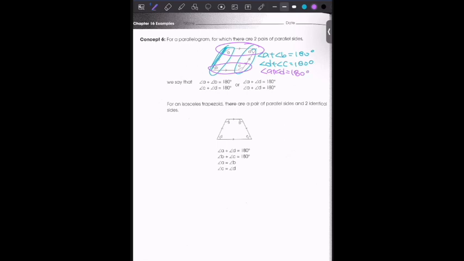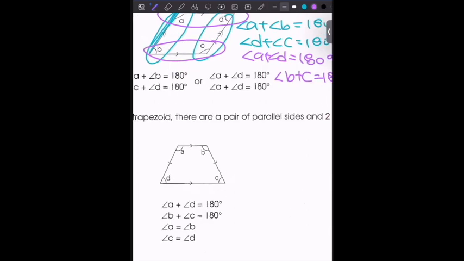So we have angle A plus B is 180 degrees, angle C plus D is 180 degrees, angle A plus D is equal to 180 degrees, and angle B plus C is equal to 180 degrees. So this was a misprint. It just repeated the same thing twice, but it was supposed to write this.